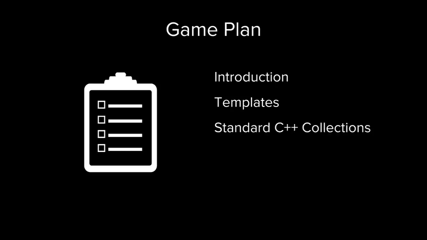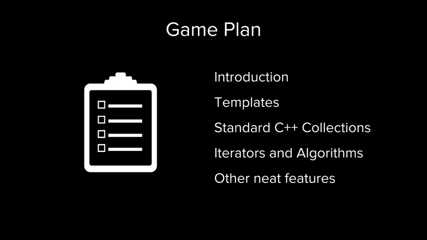So the game plan for today, we're going to start with just a quick introduction on what we're doing today. And then we're going to dive right into some advanced C++ features like templates. We're going to talk about the standard C++ collections, which are the analogs of vector, map, and set, and all that in actual C++. And then we're going to talk about this thing called iterators and algorithms, some other neat features if we get time. And then we're going to try and look at actual C++ code in the wild. So we're going to find some repository that's interesting and look at how that code looks and if we can parse it in any way.